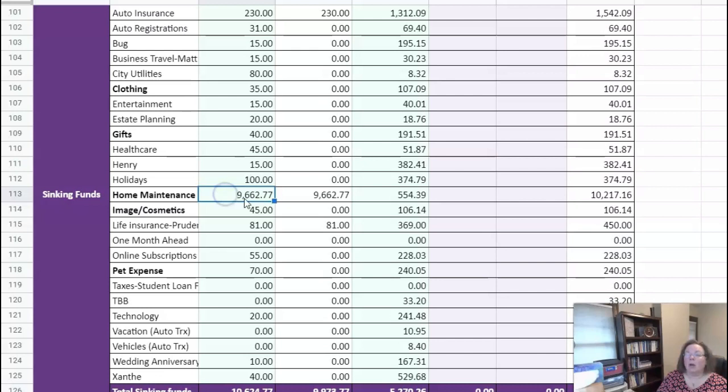Now, obviously, a whole lot of that is this $9,662. That is the bulk of the $10,000 that came in from the insurance and whatnot, that and the tax refund and everything up above. So we are moving all of that into the home maintenance sinking fund so that we can pay the contractor to get started.